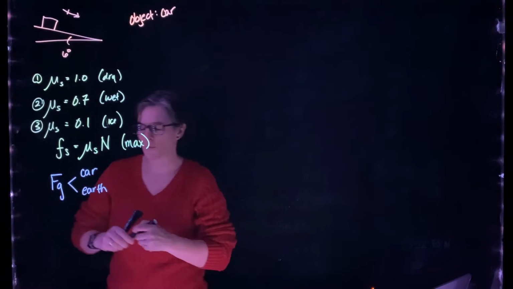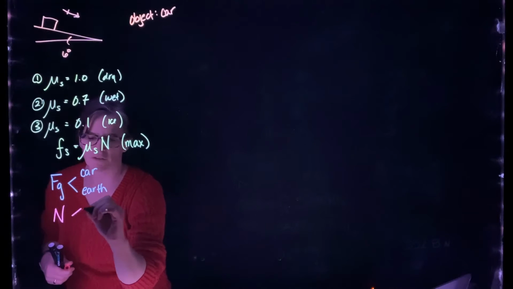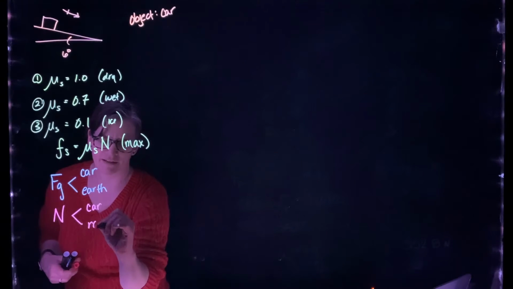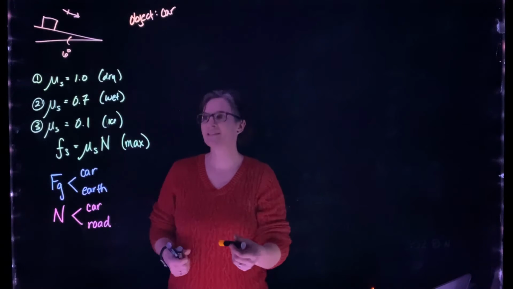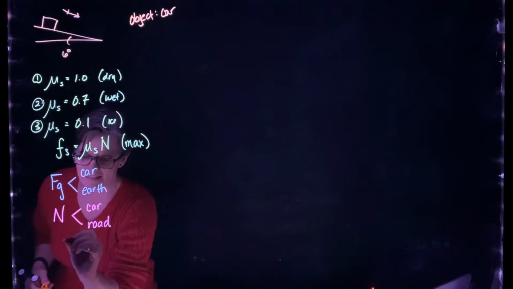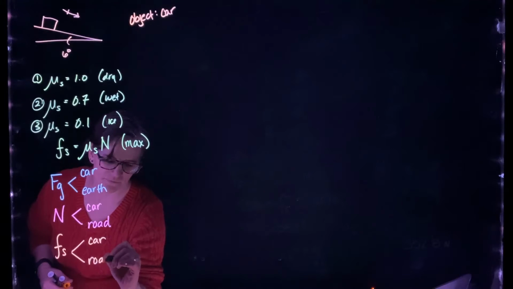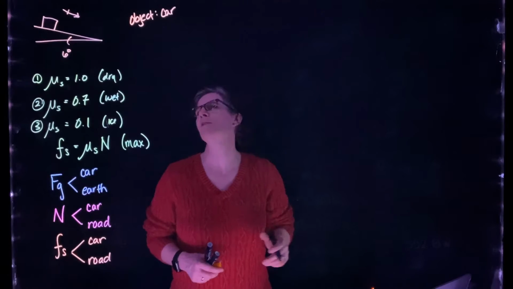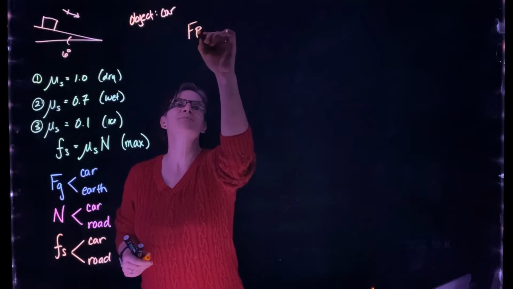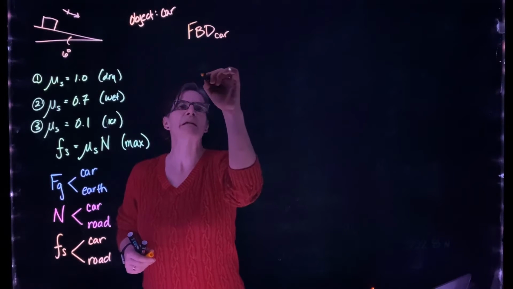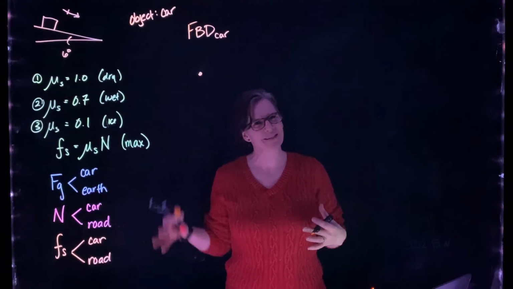We also know that there is a normal force. The car is interacting with the road, so that's between the car and the road. And of course, there is the force of friction. And it's static friction. We've talked about that already, and that's between the car and the road. So those are our 3 forces acting on the object. So let's draw a free body diagram of the car. Regardless of which condition I'm looking at, these remain the 3 forces acting on the object.